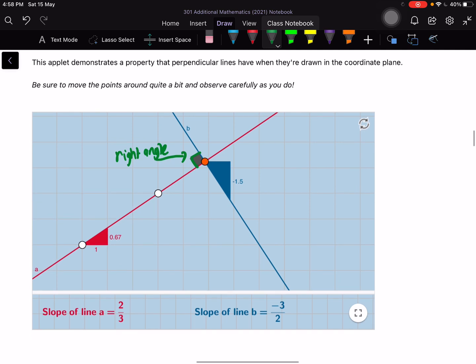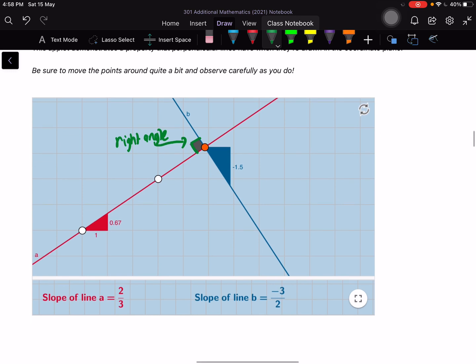Once again, we try to find their gradients. For the red line, we call it line A, the gradient is given to be 2/3. How do we get the gradient? It's rise over run, so it's 0.67 over 1, which is 0.67. But in this case, the 0.67 is an approximation, so it's actually equal to 2/3.